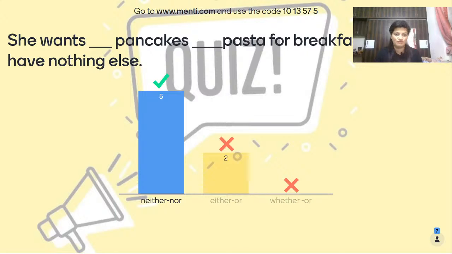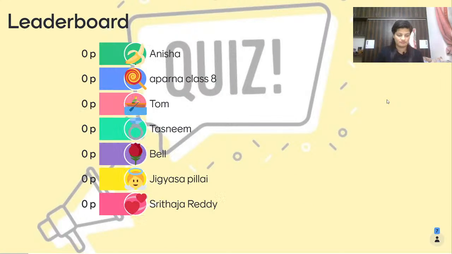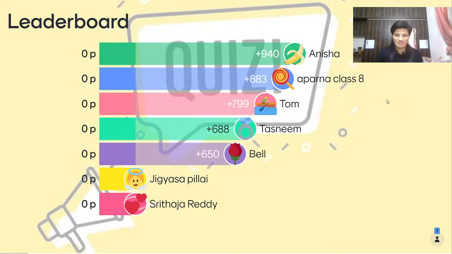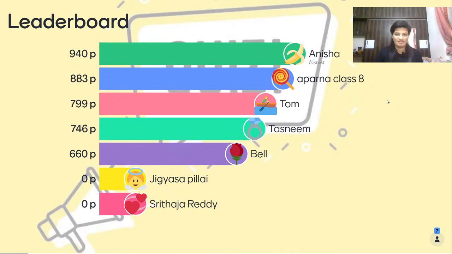Okay, so 5 of you have answered. Does this mean that 5 of you have answered correctly and 2 of you have got it incorrect? Okay, am I supposed to again enter or what? Okay, there is Tom as well. Who is Tom? Who is Belle? Okay, there is somebody called Tom. There is some Aparna as well. Where is Alma?